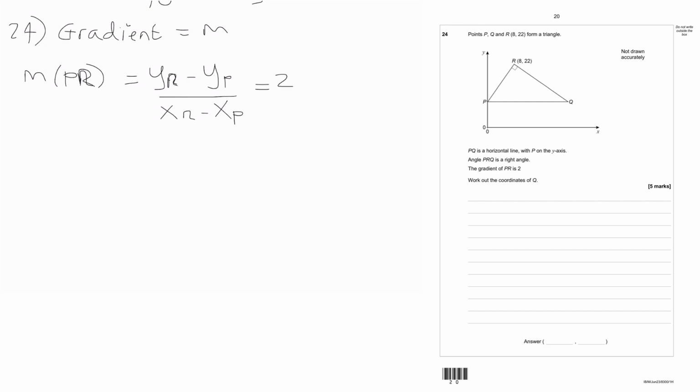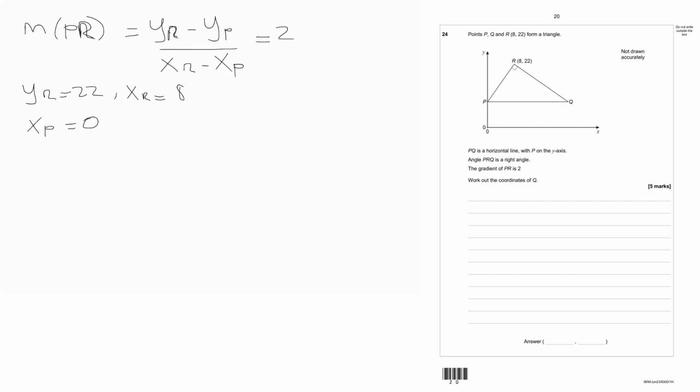Well, we know a few of these values. We can see that the y coordinate of R is 22, or rather we're told that. So we're told that yR equals 22. We're told that xR equals 8. And we also know that the x coordinate of P is equal to 0, or we can see that from the diagram. So we now have 3 values.